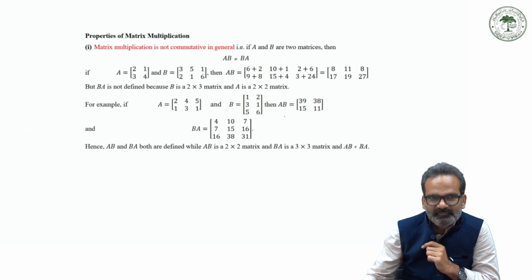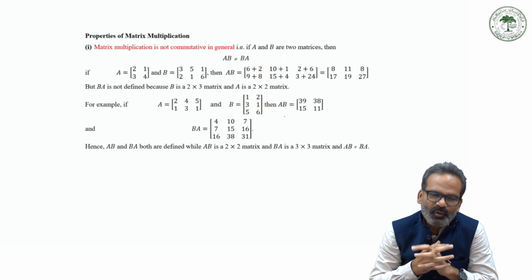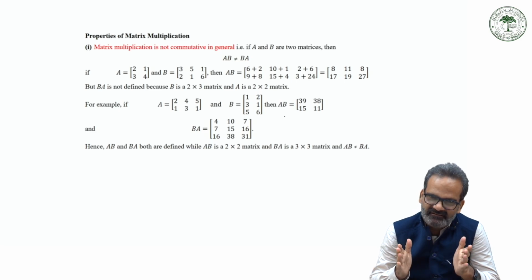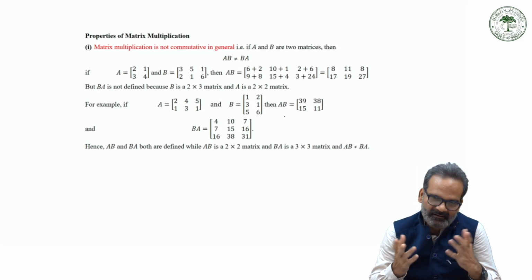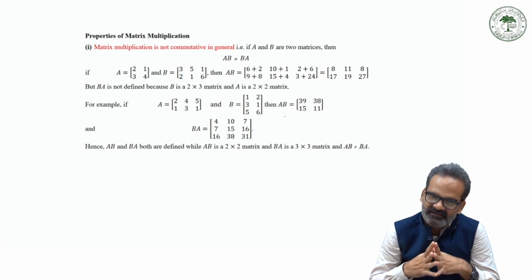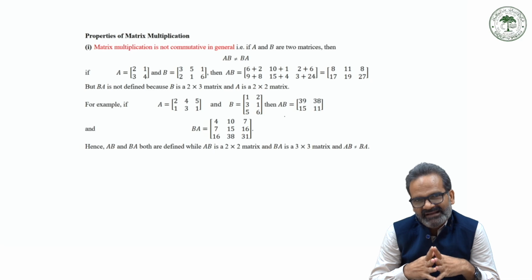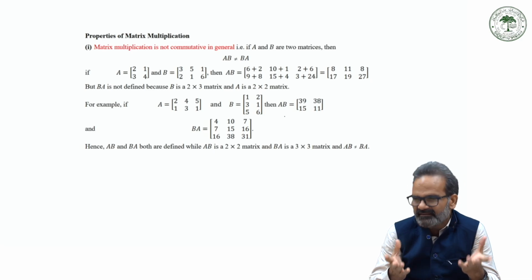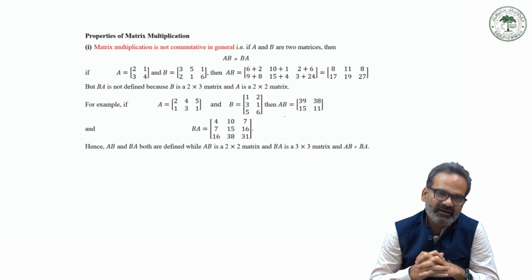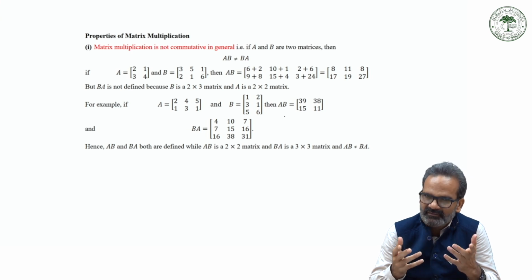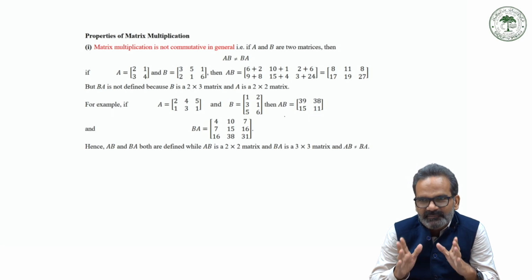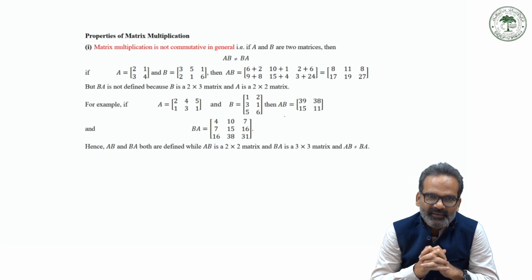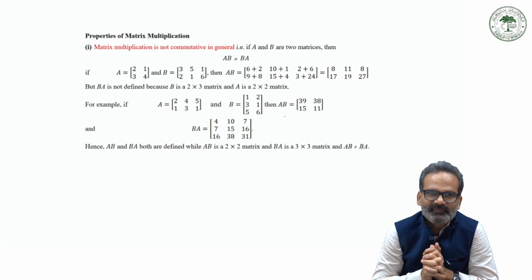Now we will discuss some properties, because properties are very important. We discussed some properties of addition, then scalar multiplication. Now we are doing multiplication of matrices, so we will discuss a few properties of matrix multiplication, because these properties are very helpful sometimes in finding the solutions of various questions in a simpler way. Look at property 1: matrix multiplication is not commutative in general.